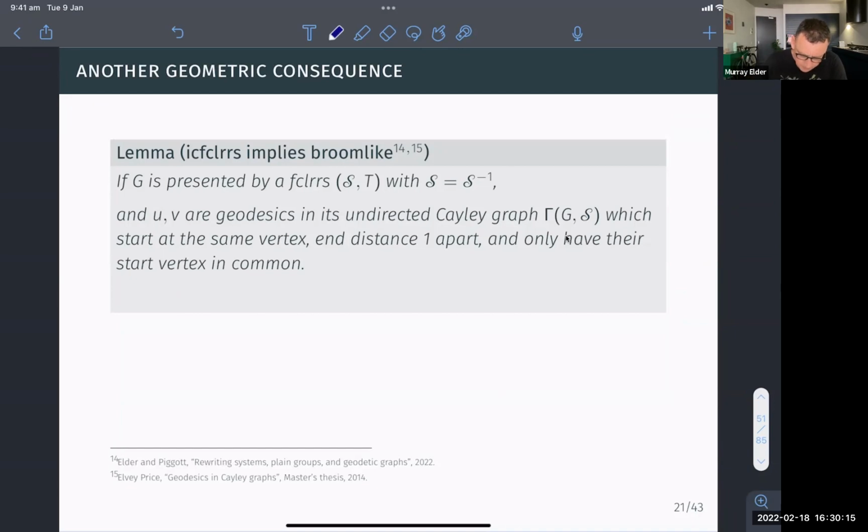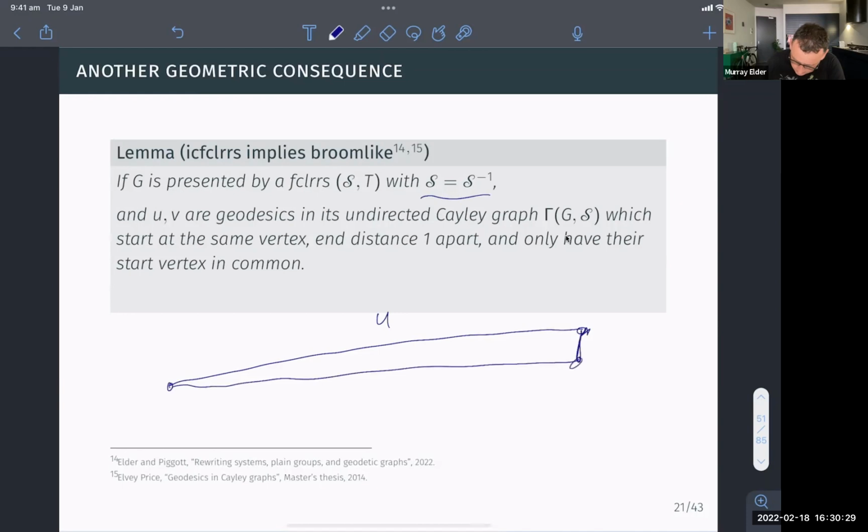So here's another one. So if G is presented by a finite convergent length reducing rewriting system, which is inverse closed, and U is one geodesic, and V is another geodesic, and they end an edge apart, and they only have their start vertex in common, and they branch out straight away. So it's not finished yet. There's space there. So if we're in this situation and you're a finite convergent length reducing rewriting system, so these two are geodesics. So there's no rewriting that I could do on there. So the only place that I can do rewriting, so U followed by this edge, it's a bit like automatic groups.